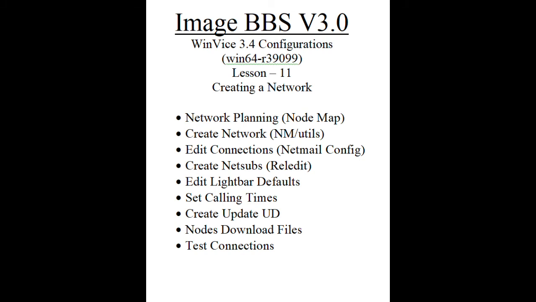So going back to the key points of this lesson, we've created our node map, we've created the network, we've edited our connections, created the net subs, edited the light bar defaults, and set the calling times, and created a net update UD. Next thing we need to do is wait for the nodes to come in, call in, and download the update files. You'll want to notify the nodes in your new network that the files are ready, and for them to log on and download at least the nm.create, and they can get the rest of the files if they want them.